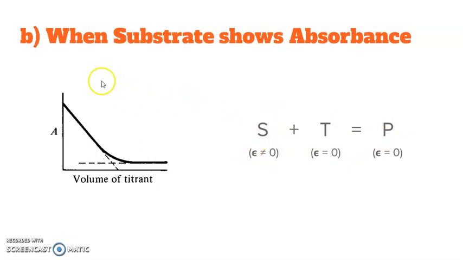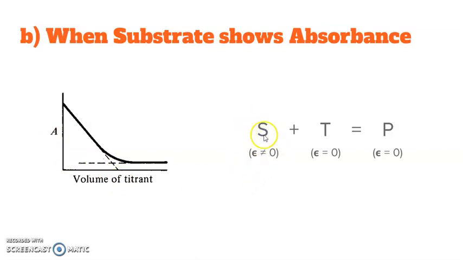I will take the next case when the substrate shows the absorbance. Okay, where epsilon is not equal to 0 because it is colored, whereas for the other two, epsilon is equal to 0 because they are colorless. So the kind of titration curve we get here is something like this. Again, it is absorbance versus the volume of titrant.